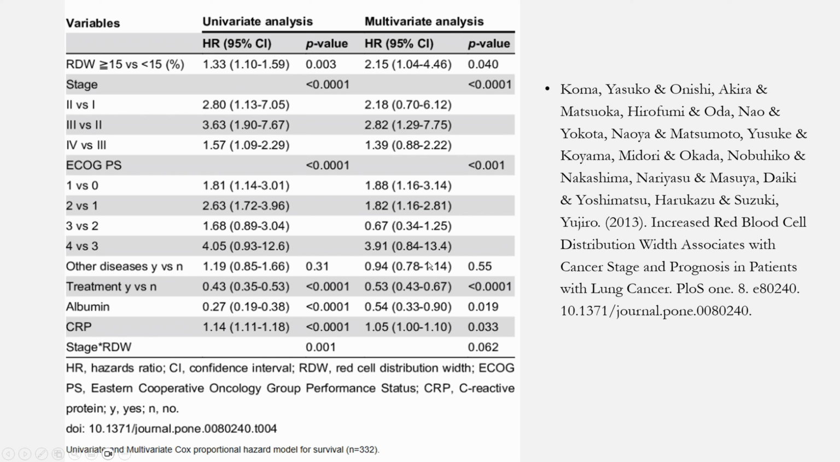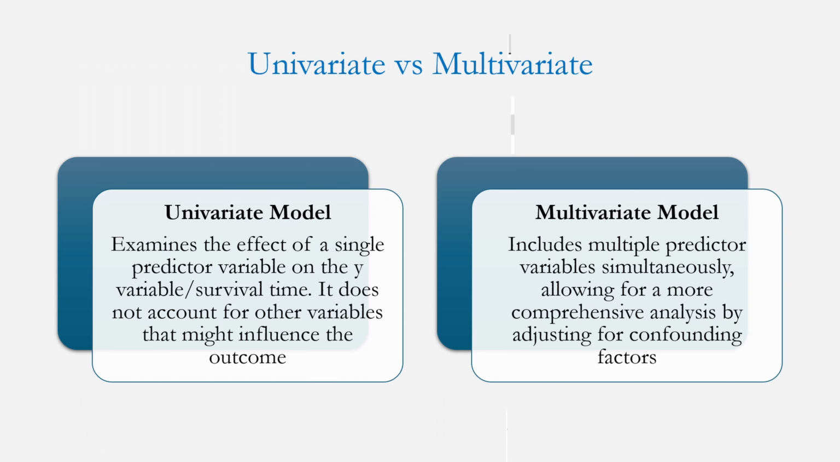So what does this mean? What's the importance of having the univariate side by side versus the multivariate? A better place to start is by differentiating the univariate versus the multivariate model. In the univariate model, we're examining the effect of a single predictor on the y variable or the survival time. So we are looking at the effect of a single predictor, let's say age, on the medical cost, or even that same age on maybe time until relapse.